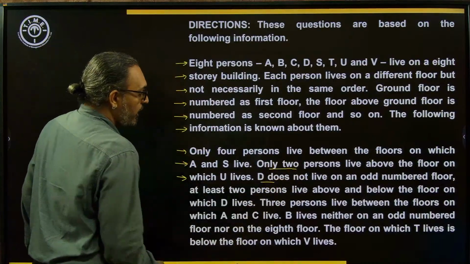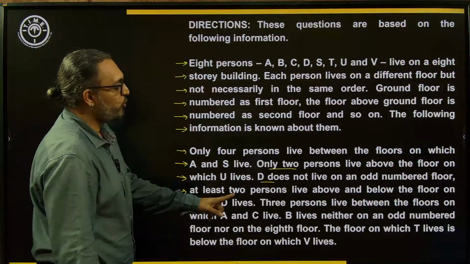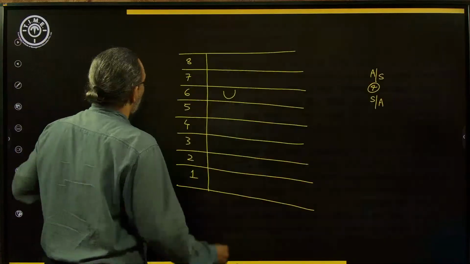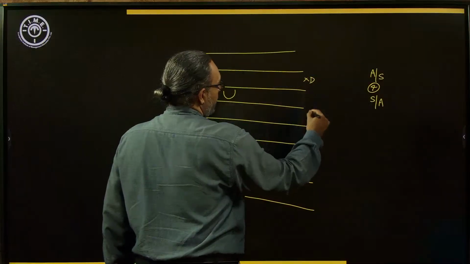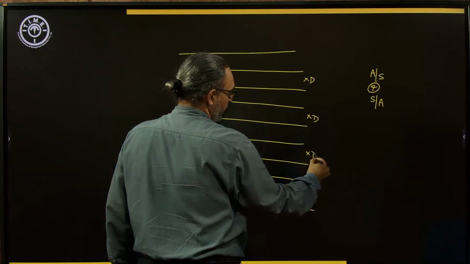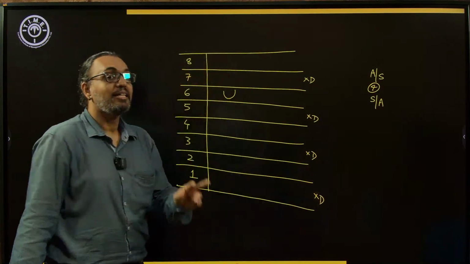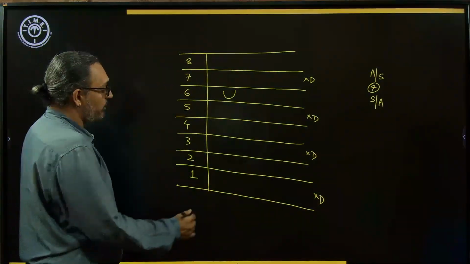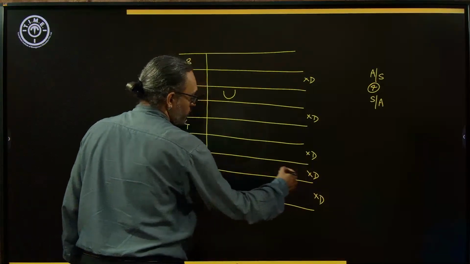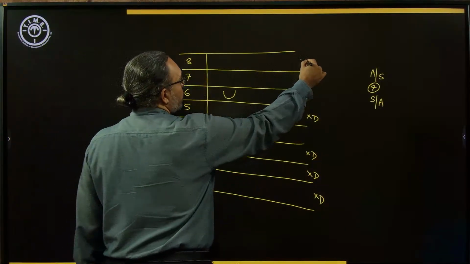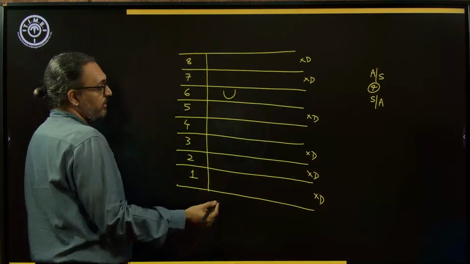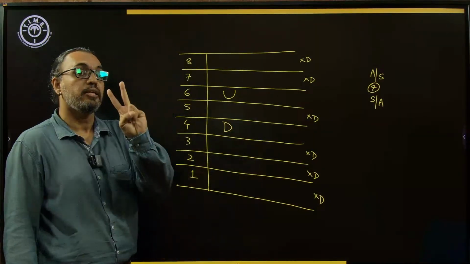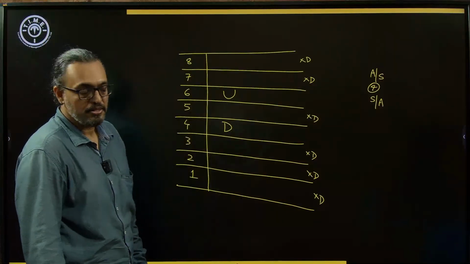Then D does not live on an odd numbered floor, and at least 2 persons live above and below the floor on which D lives. So D is not on an odd number. That means definitely D has to be in an even number. But he also says at least 2 people live above and below the floors on which D lives. So that means D cannot occupy the second, because below second there is only 1, and D cannot occupy the 8th. 6th is already fixed. So the only position D can occupy is 4th, such that above D and below D, at least 2 persons are available. Correct? Right.